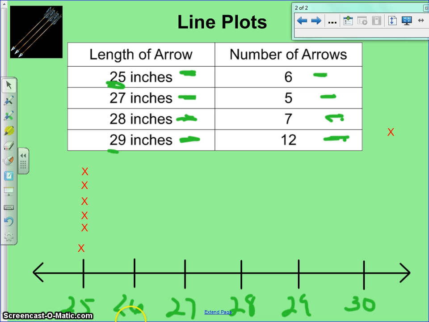Then I move down the line. I look at my next number, which is 26, which represents 26-inch arrows. I don't have any up here. If you look at the chart up here, I don't have any. The next number is 27, so I leave 26 blank. And 27 says that I have 5. So I need to take my X's and put 5 X's to represent that I have 5 arrows that are 27 inches long.